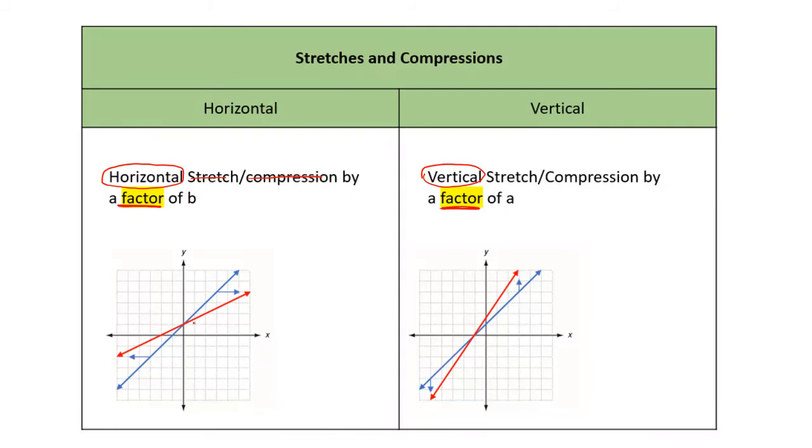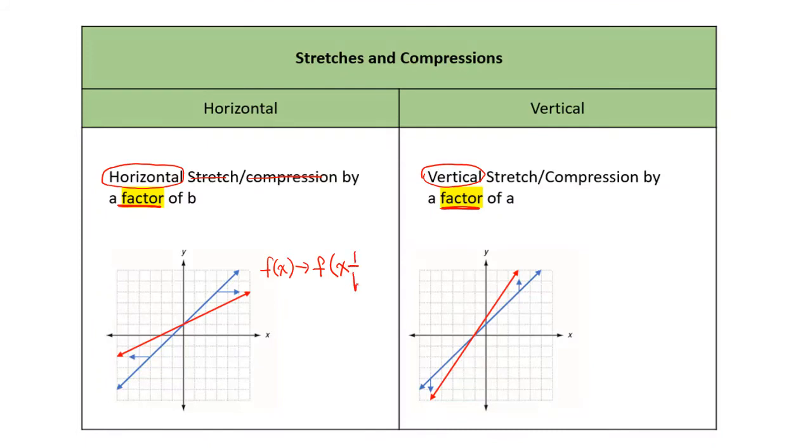When we do a horizontal stretch or compression by a factor of b, this is what happens. We start out with f of x, all right? And to have a stretch or compression, if it's horizontal, we're dealing with our x. So just like before, we're going to say f of, and the x is what's going to get the change. And so in this case, we're going to multiply. And here's where we have to be careful.